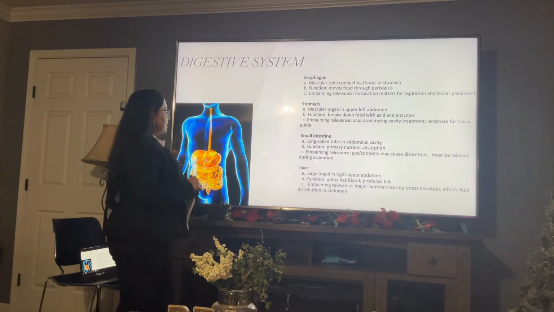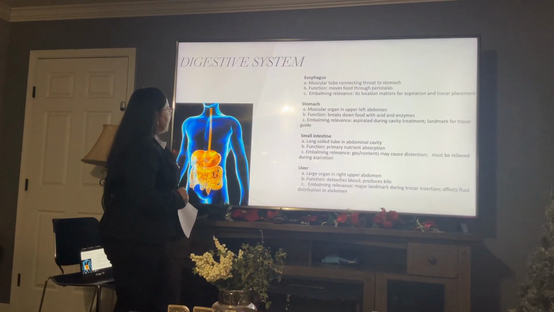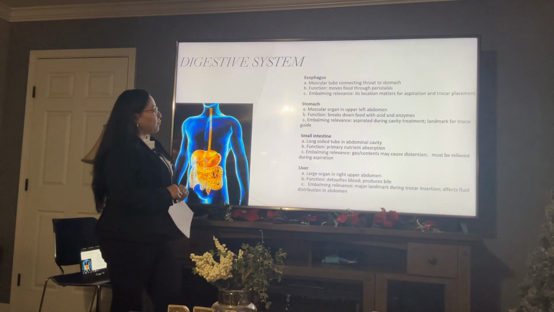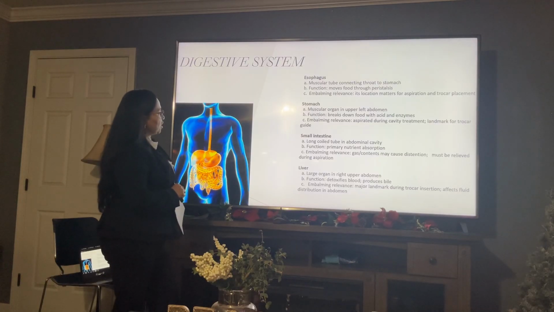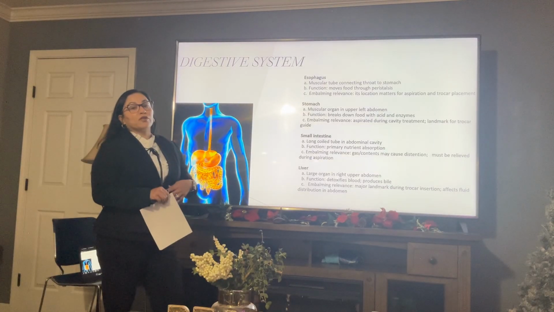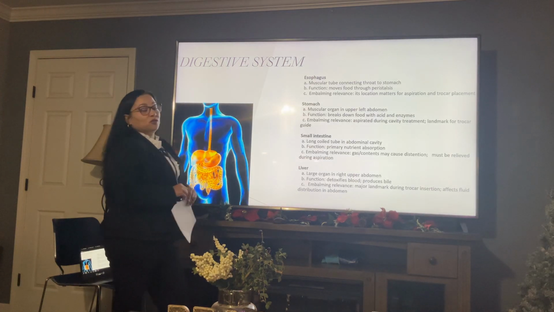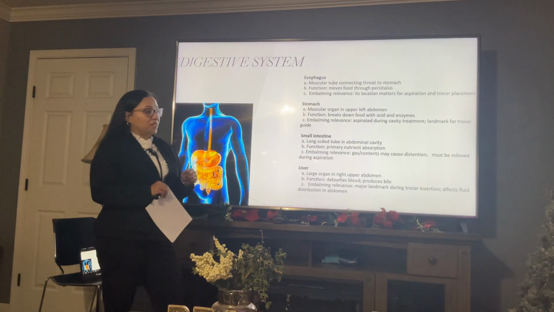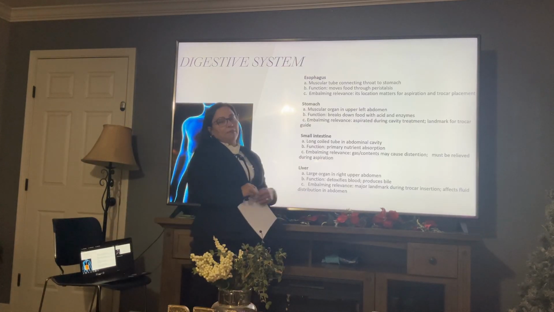The next structure is the liver, and it is a large organ in the right upper abdomen. The functions are detoxifying blood and producing bile. And the embalming relevance is that it is a major landmark during trocar insertion and affects fluid distribution in the abdomen.